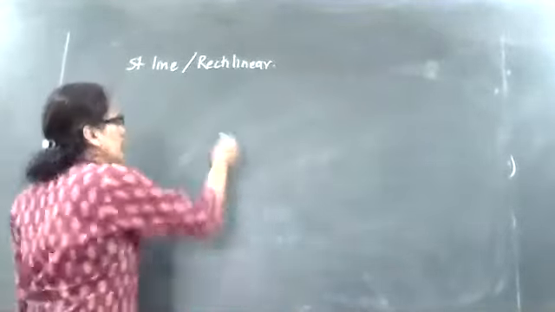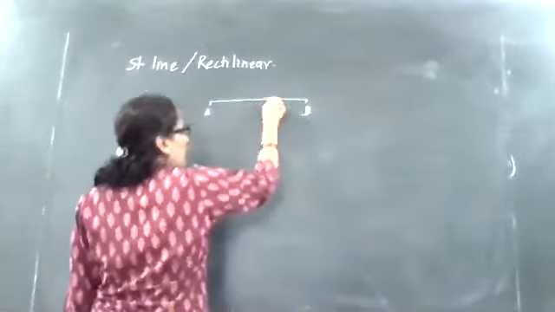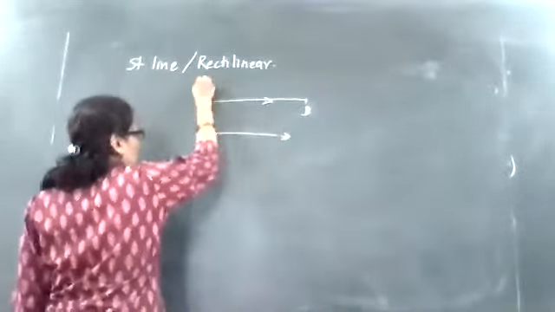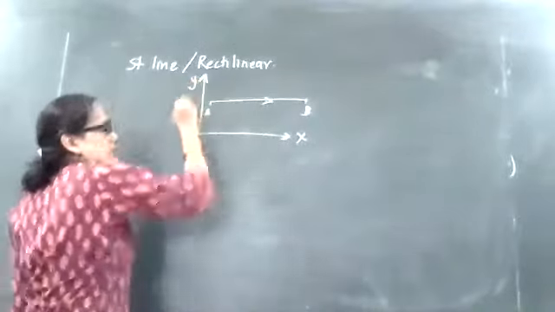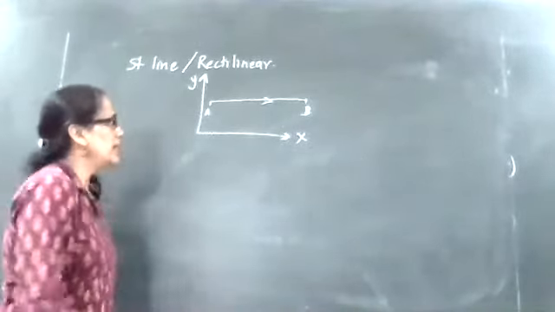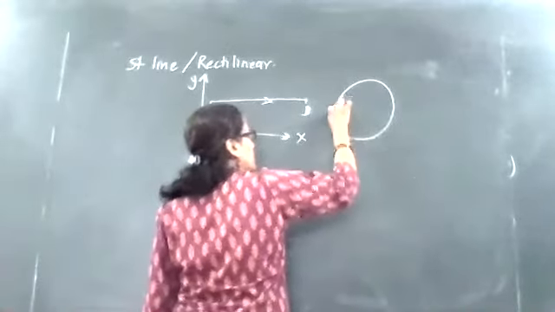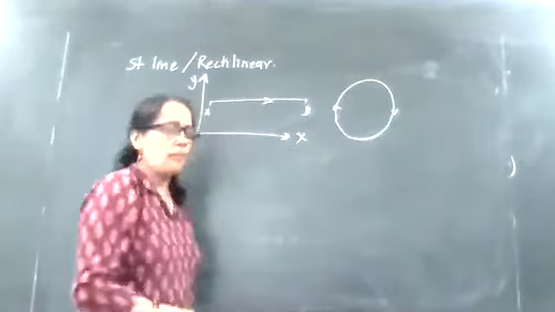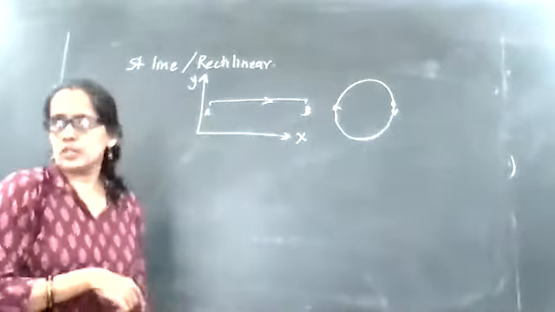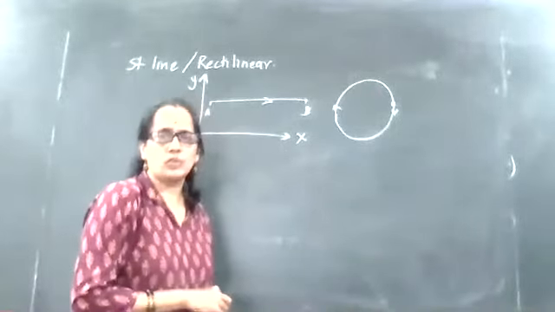Rectilinear motion means whenever a particle is moving from point A to point B along a straight line, and this motion takes place in a rectangular plane formed by the x and y axes, such motion is called rectilinear motion. Then in 11th standard you have seen circular motion, that is when a particle is performing motion along a circumference, either clockwise or anti-clockwise.